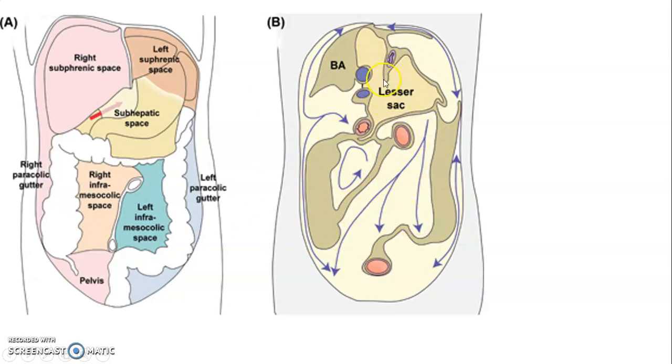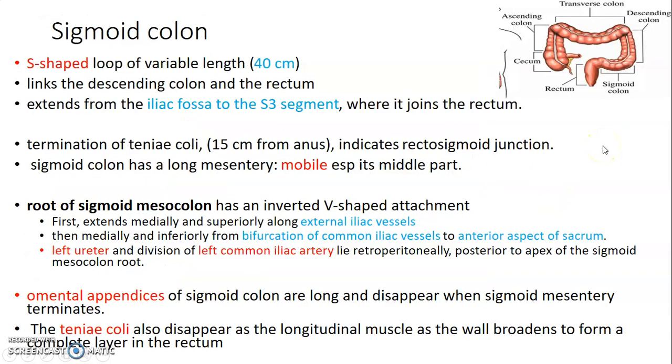Remember, this is your lesser sac. Go back to the lecture on the peritoneum. This is the lesser sac below the liver, okay? And this is your greater sac. So there is that communication of fluid: right paracolic gutter, left paracolic, pelvic cavity, subhepatic, and subphrenic. So fluid, infection, tumor can spread to all these potential spaces.